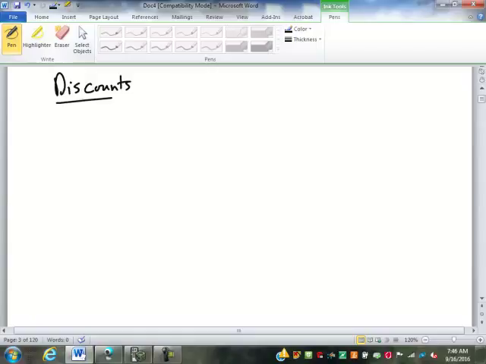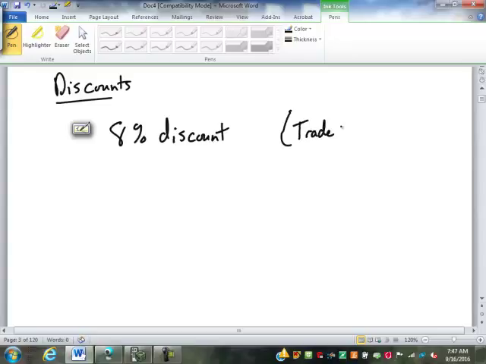So based on your purchases from the last period, they might tell you you've bought enough that you have earned an 8% discount. They usually call it a trade discount because you're in the trade and you are a regular customer, they'll give you a discount. Partly because they know they're going to have these sales to you every period, that you're going to need the raw materials for your company.